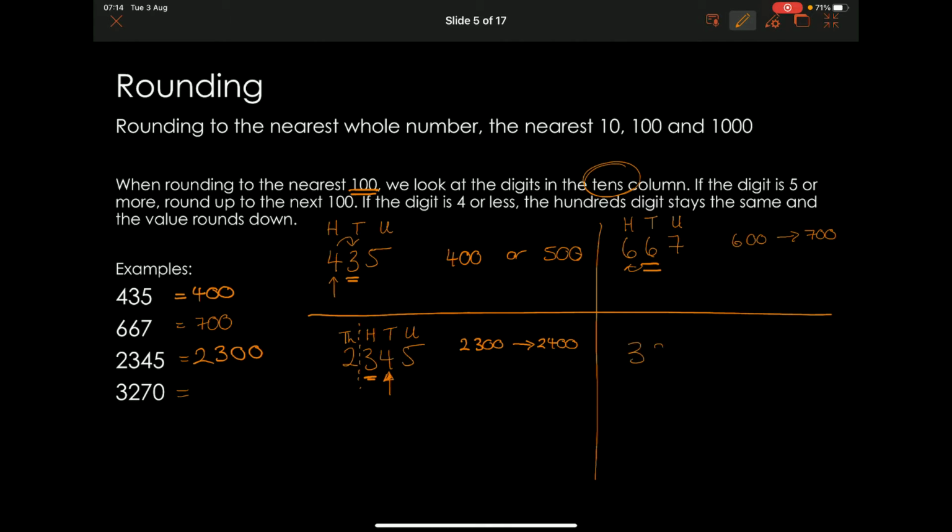And then finally, 3,270. Again, you've got thousands, hundreds, tens, and units. And because we're rounding to the nearest hundred, the 3 on the 3,000 stays the same. And we look at the tens column to decide whether it's closer to 3,200 or 3,300. Remember, if it's 5 or more, we round up. So the hundreds column rounds up 1. So it'd be 3,300.